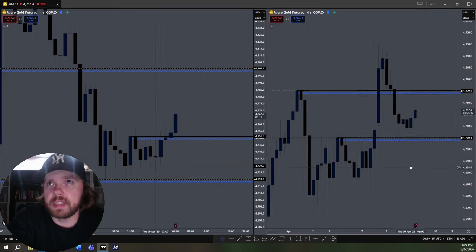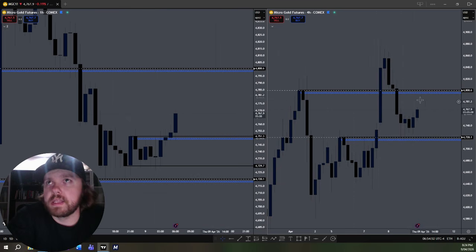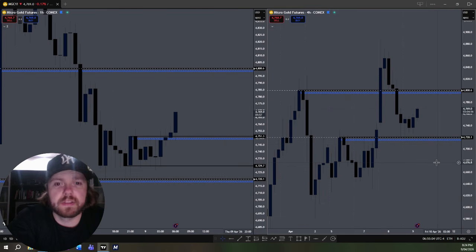So very clearly, if we're looking from the higher time frame up, we're on the 4 hour time frame. Over the last, let's see, 1, 2, 3, 4, 5 days, price has been making higher highs and higher lows. So very clearly in an uptrend.